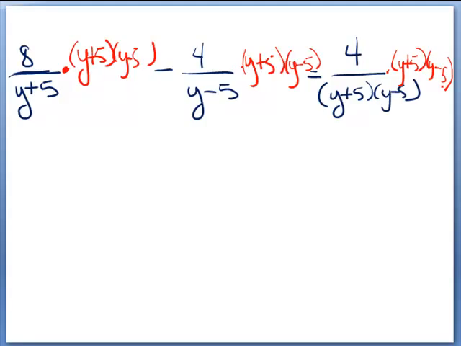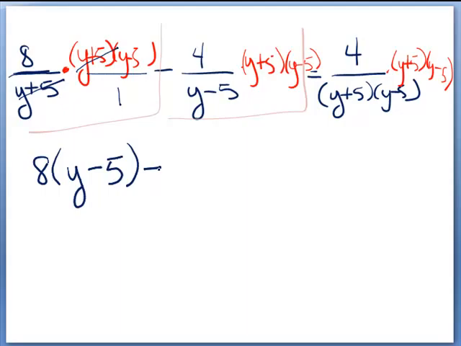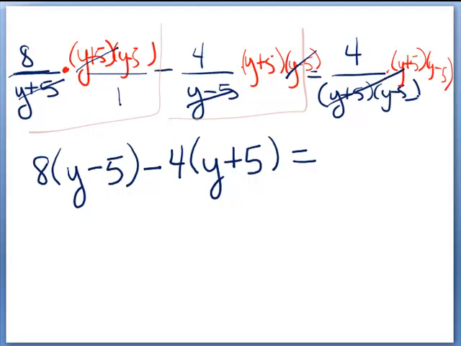Okay, and then we're going to simplify each term. First term, what can we divide out here? We can divide out the y plus 5s, and we're left with 8 times y minus 5, minus the second term. We can divide out the y minus 5s, and we have 4 times y plus 5, equals the third term, where the y plus 5s divide out and the y minus 5s divide out. We have 4.